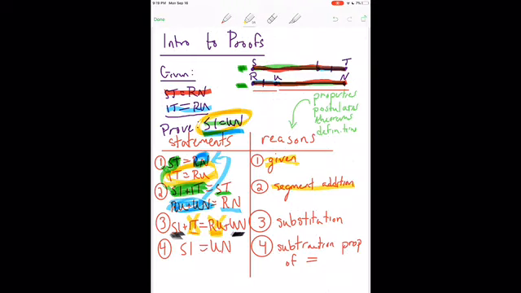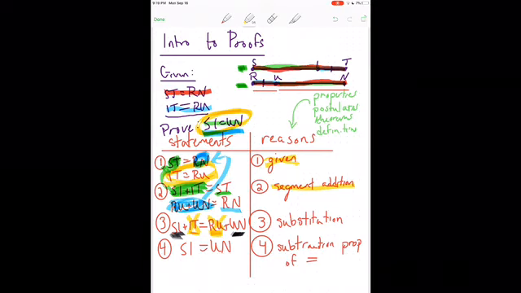Okay, it's sort of like working your way through a puzzle. You're just taking step after step, trying to get to that end goal of SI is equal to UN, that prove statement. So as you go through the proof, keep looking back. What do I know? How can I relate it? And how is that going to help me get to the next step, which eventually will get me to my end goal and my proof statement?